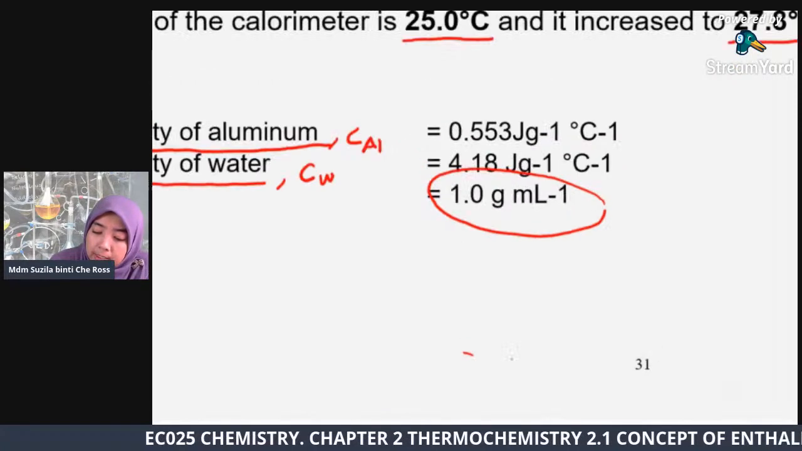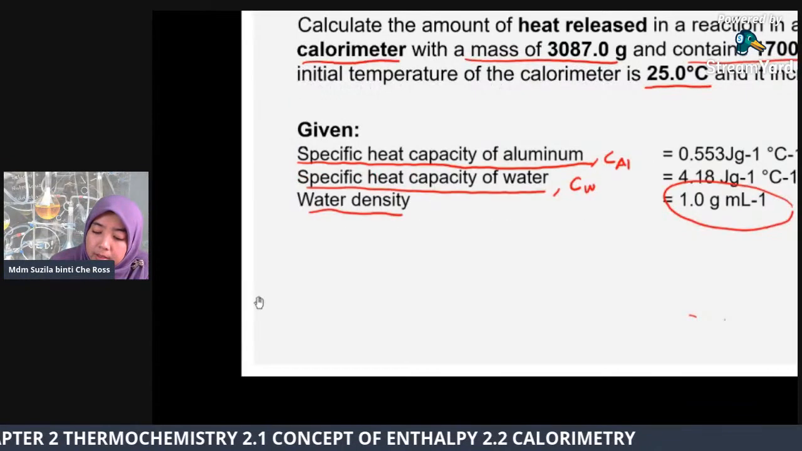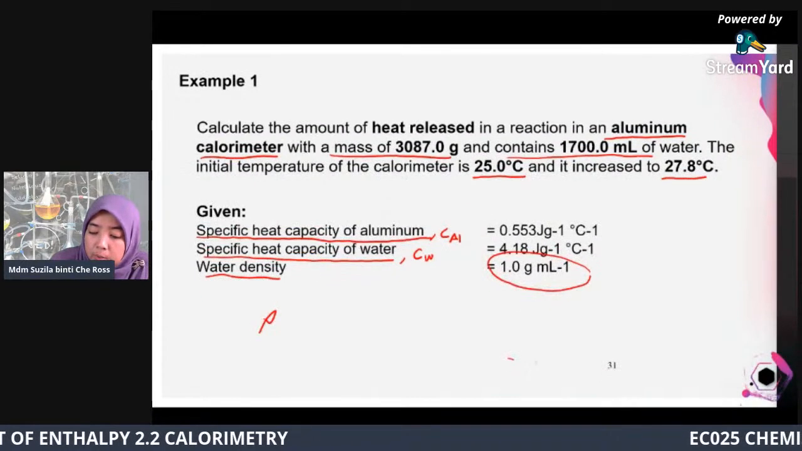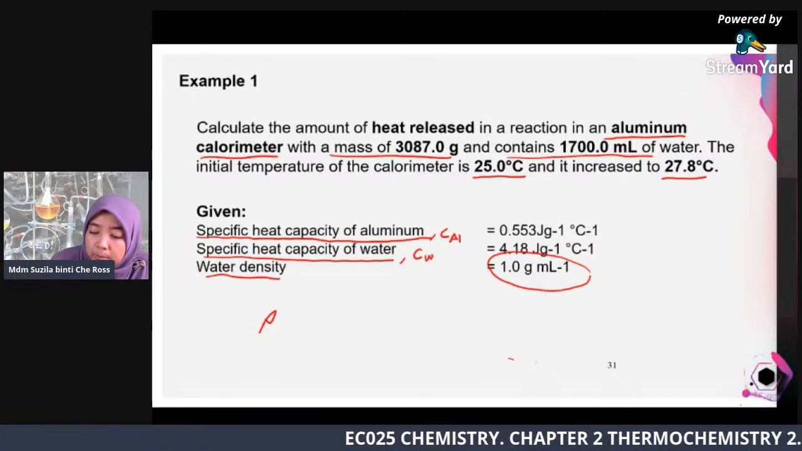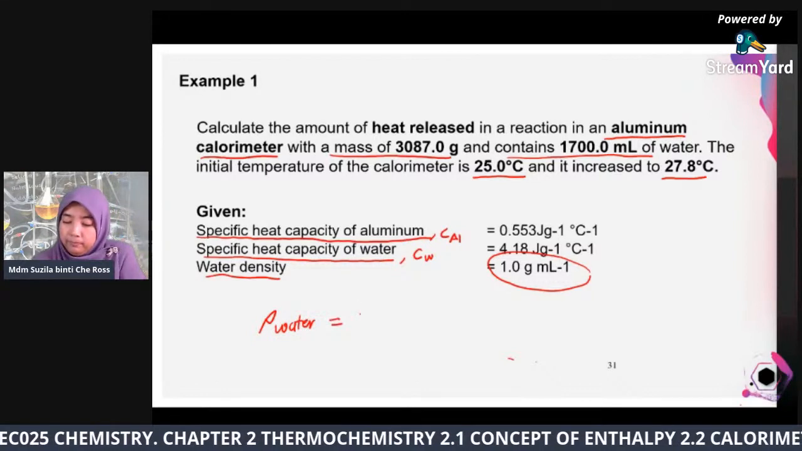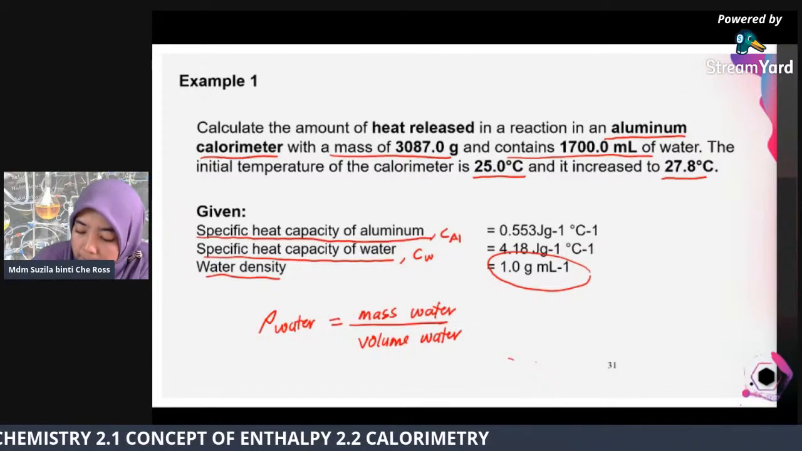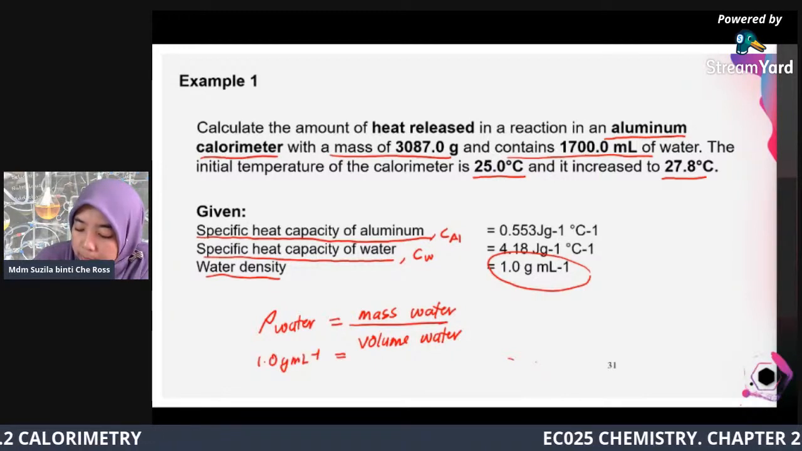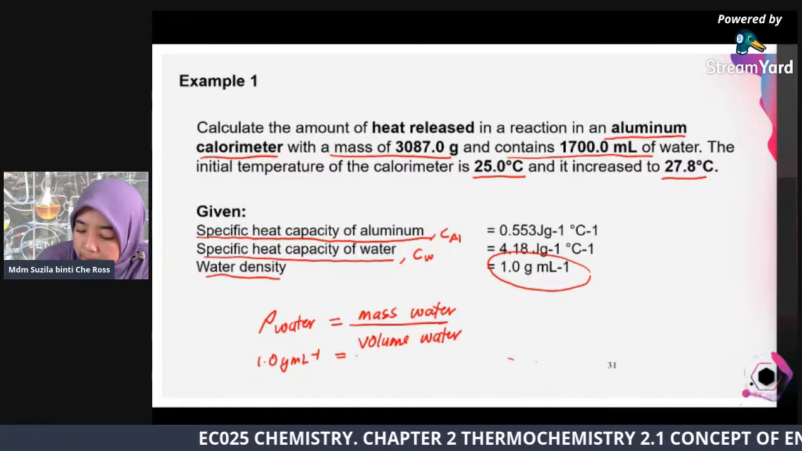Okay, the density of water. So we know the formula of density. Density of water equals mass of water divided by volume of water. So density of water given is 1.0 gram per ml. Mass of water we want to find, and then we have the volume of water. Volume of water given is 1700 ml.